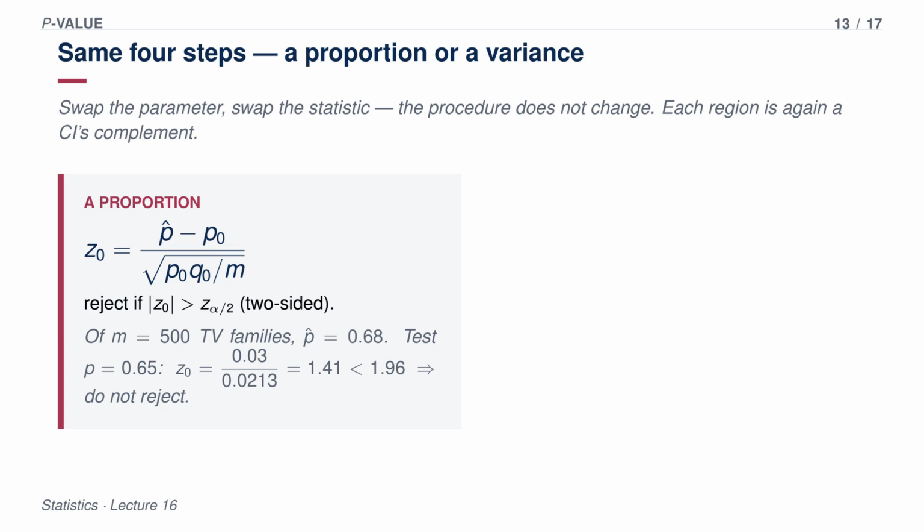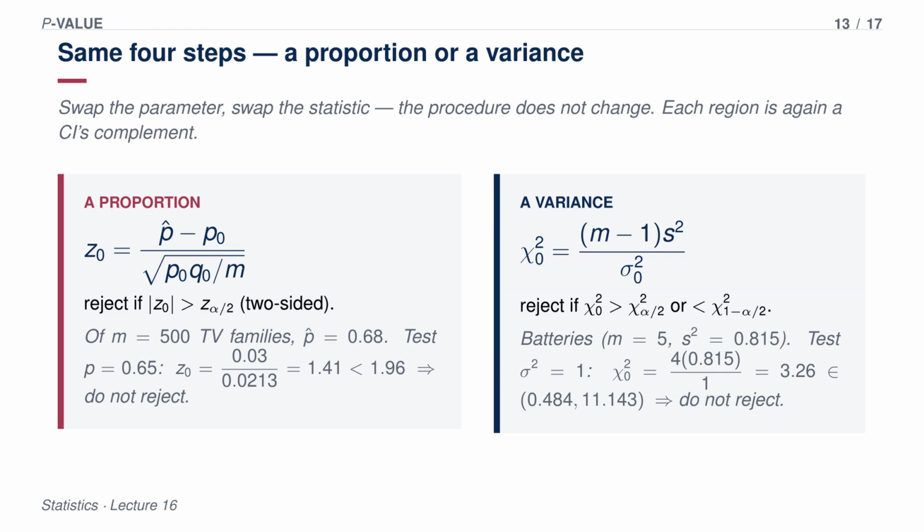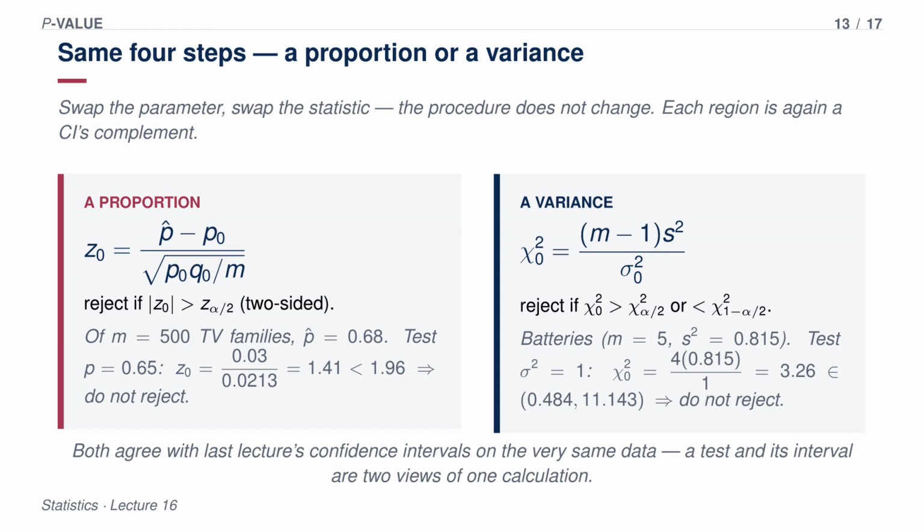For a proportion, z-naught is p hat minus p-naught over root of p-naught q-naught over m. Reject when it lands in a tail. 500 TV families, p hat 0.68, testing p equals 0.65. Z-naught is about 1.41, under 1.96, do not reject. And for a variance, chi-squared naught is m minus 1 times s squared over sigma naught squared. Those 5 batteries, s squared of 0.815, testing sigma squared equals 1. Chi-squared naught is 3.26, comfortably inside the cutoffs, do not reject.